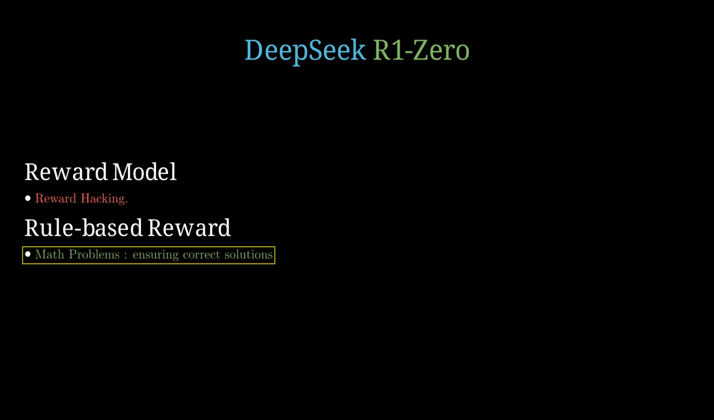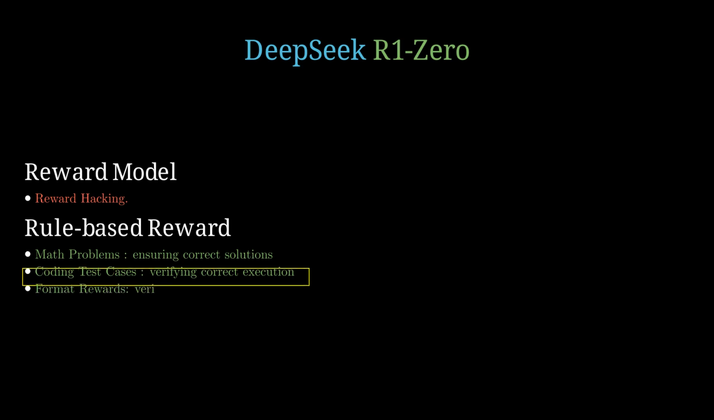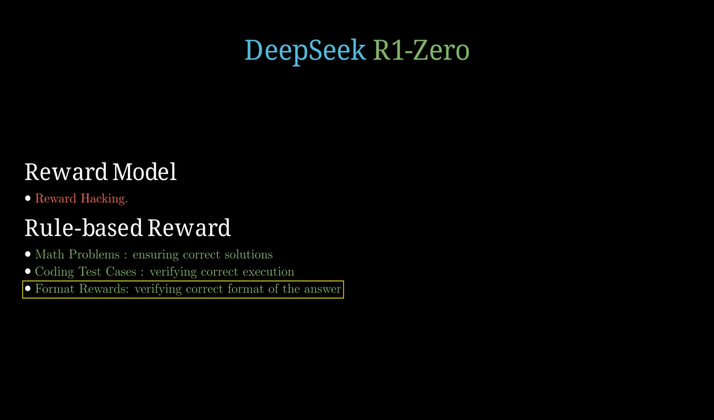In the case of math problems with deterministic results, the model provides answers in a specific format, and the results are checked by comparison with the actual answer. Similarly, for LeetCode problems, they assign rewards based on test cases. They also assigned rewards for the correct formatting of thinking and answers by the language model.